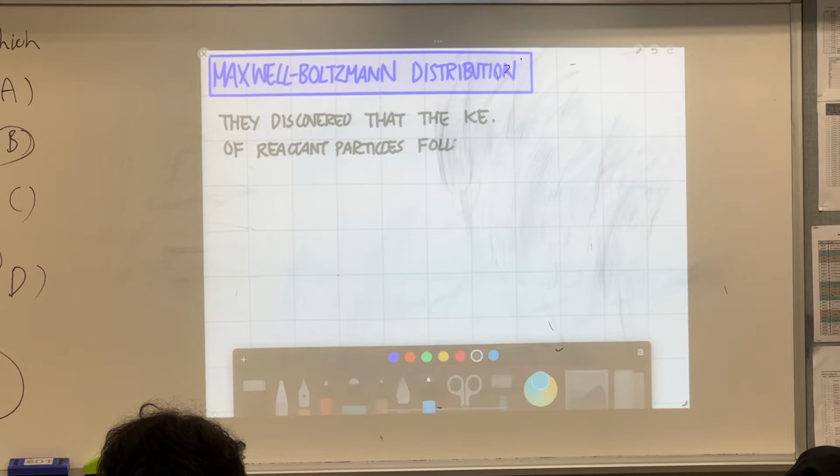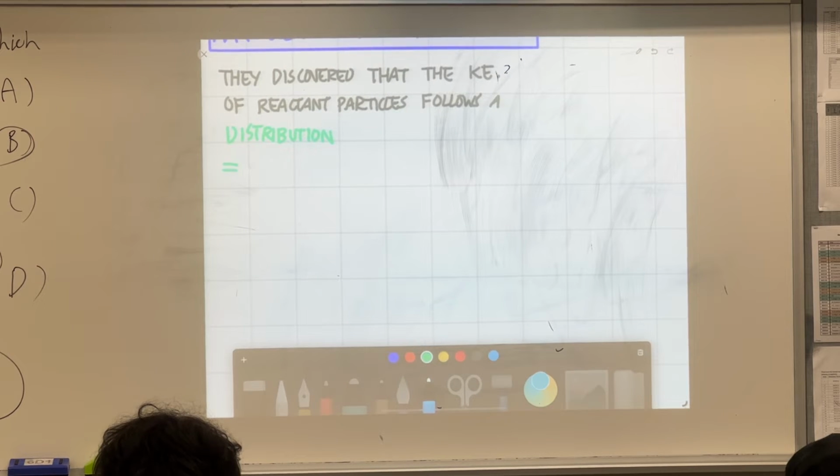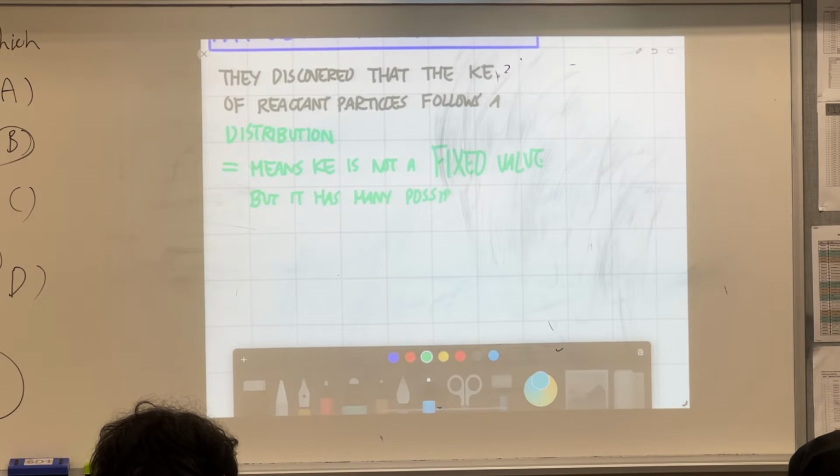A distribution means it doesn't have a fixed value. It has many different values with many different probabilities. So write down the meaning of the term distribution: it means the KE is not a fixed value. Instead, it has many possible values with different probability. Let me explain.